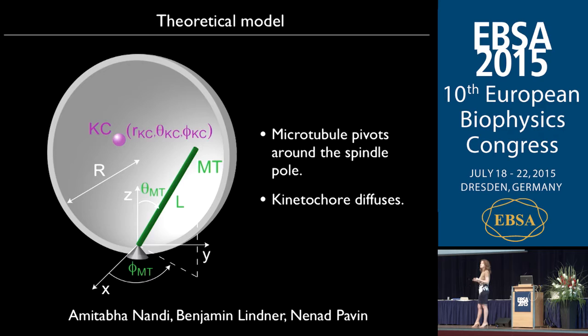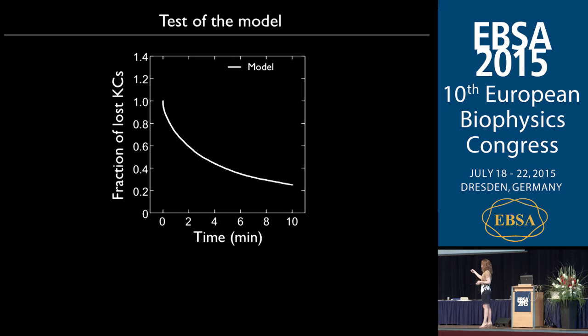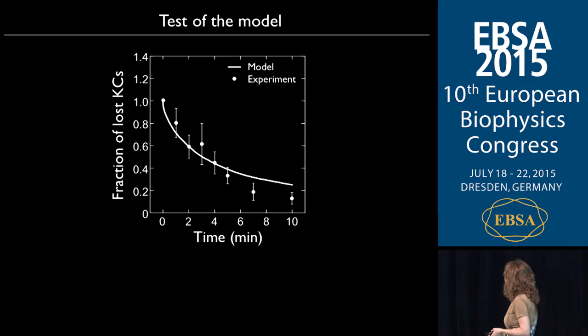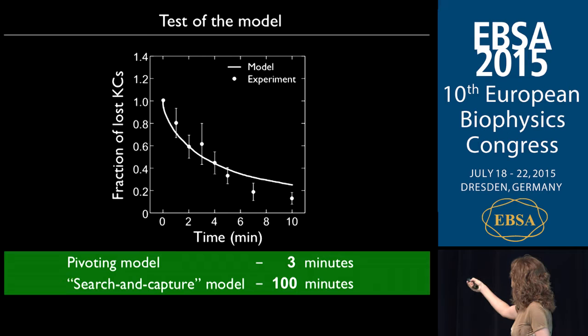And here is the key prediction of our model. How does the fraction of lost kinetochores decrease in time? It starts from one, when all kinetochores are lost, and as different kinetochores are being captured, it goes down. This is the prediction of the model, without any free parameters, and now we can do the experiment to measure the capture times in real cells and see whether this looks like the model prediction. These are the experimental data from our cells, and we see that in our model and in the experiments, it takes about 3 minutes to capture half of the kinetochores in the cell.